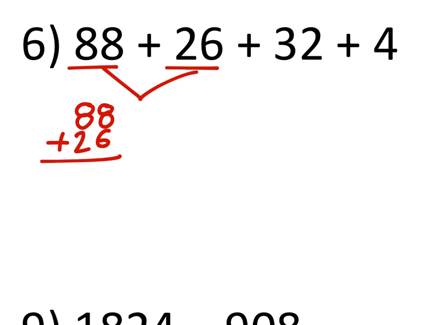So I'm going to line the place values up. 8 and 6 would be 14. Now I've got 1 plus 8 plus 2, which is 11.